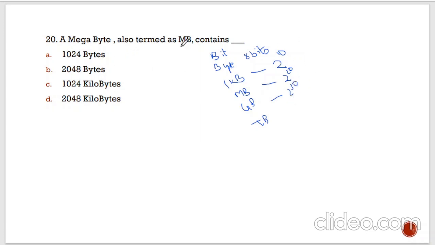So 1 MB is, which of the following is correct? 1024 bytes. 1024 is 2 power 10, so 2 power 10 bytes is obviously 1 KB. So this is not the option. Next, 2048. 2048 is 2 power 11 bytes? No, it is not. 1024 KB: 1024 is 2 power 10, times again kilo, 2 power 10 bytes. So this is considered as 2 power 20 bytes. So this is the correct option for megabyte.